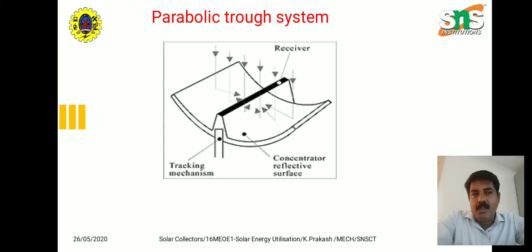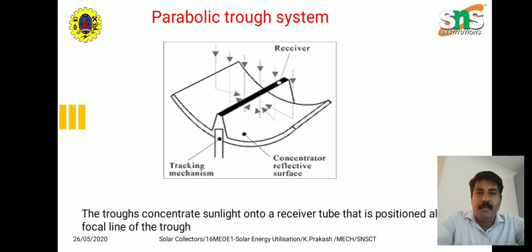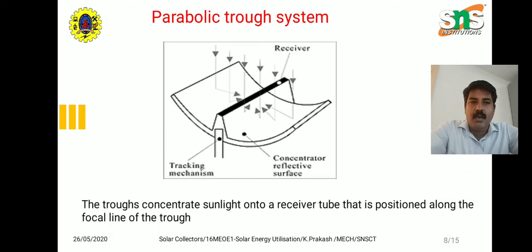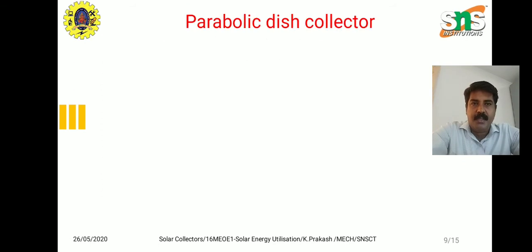So when all the solar radiation is deflected to a particular point, then the temperature is increased so that the heating takes place quickly. So here this receiver tube is positioned in the focal line of the trough, and with the tracking mechanism, this trough can be tilted on an axis, it can be moved. So this is the parabolic trough system.